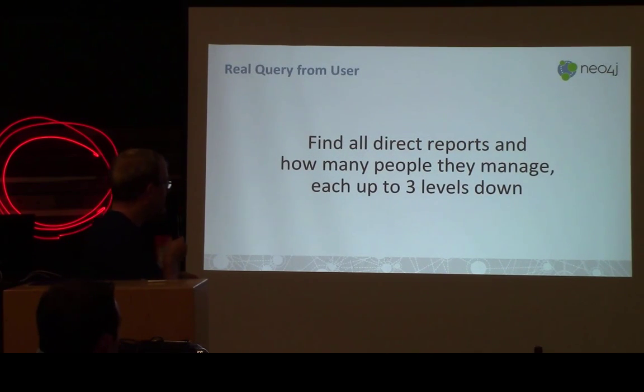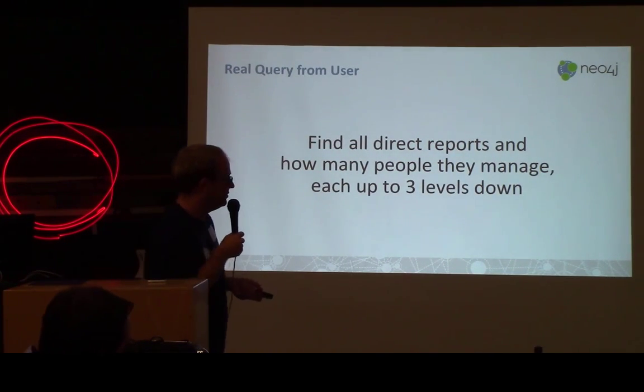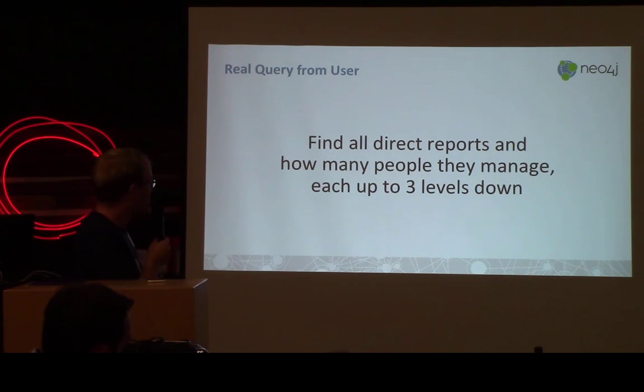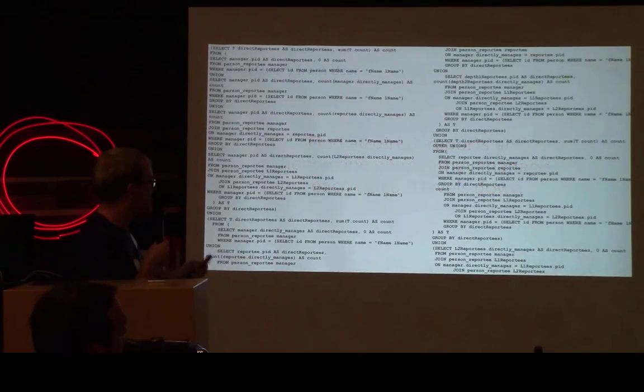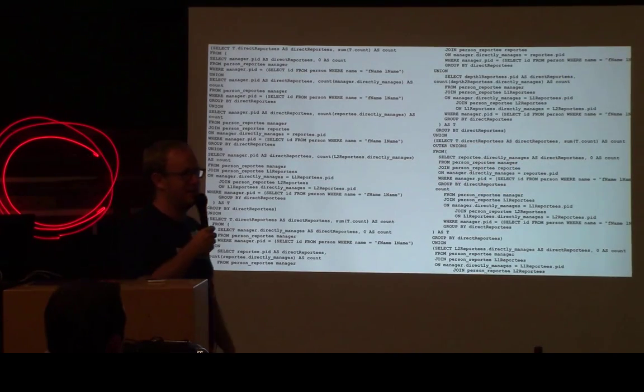So this is actually a real query from a user or a customer. It was: find all direct reports from a person. And so let's say a VP, find all of their direct reports and how many people those direct reports manage up to three levels down. So this really came from a customer as this SQL query.